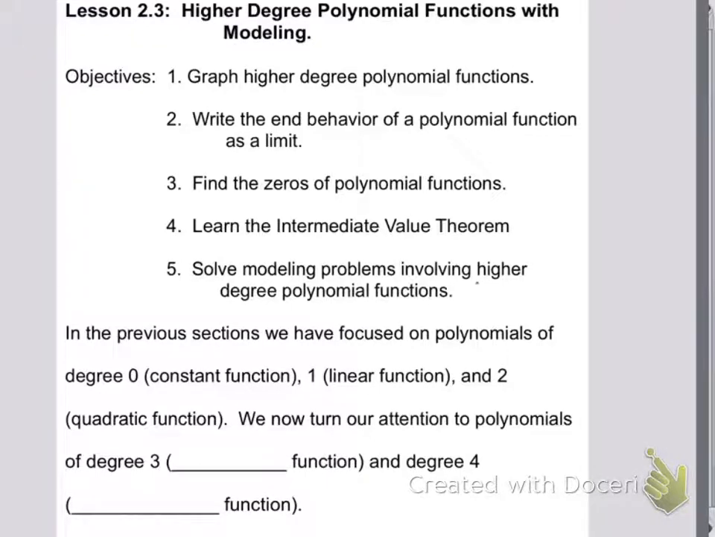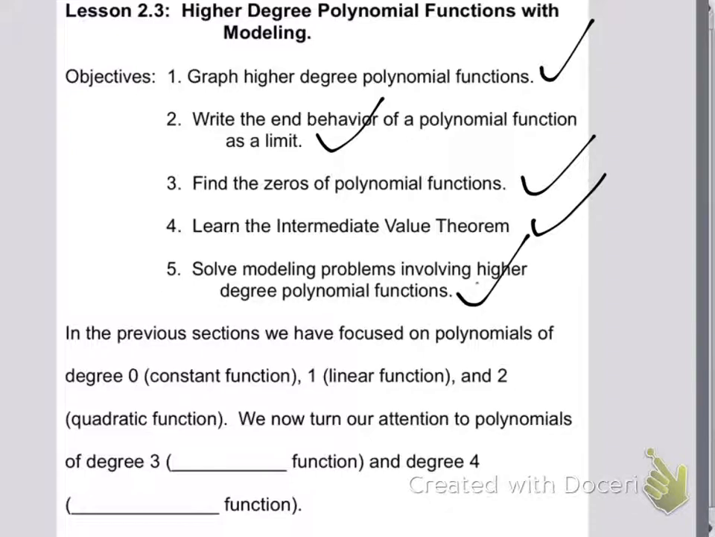Okay guys, this is the part 1 video for lesson 2.3 on higher degree polynomial functions with modeling. We have 5 objectives. We're going to graph higher degree polynomial functions, write the end behavior of a polynomial function as a limit, find the zeros of a polynomial function, learn about the intermediate value theorem, and solve modeling problems involving higher degree polynomial functions.